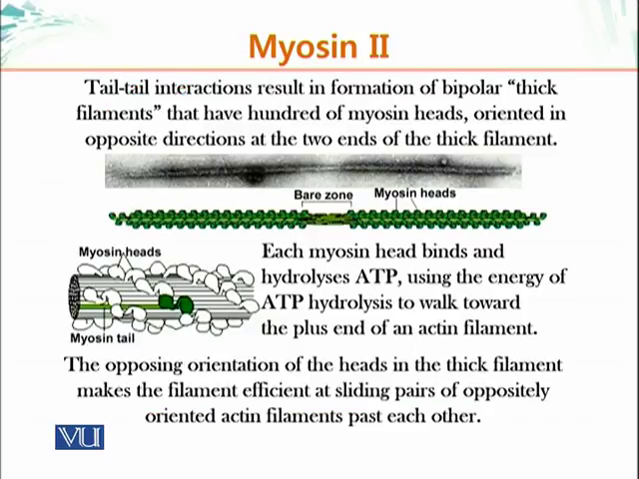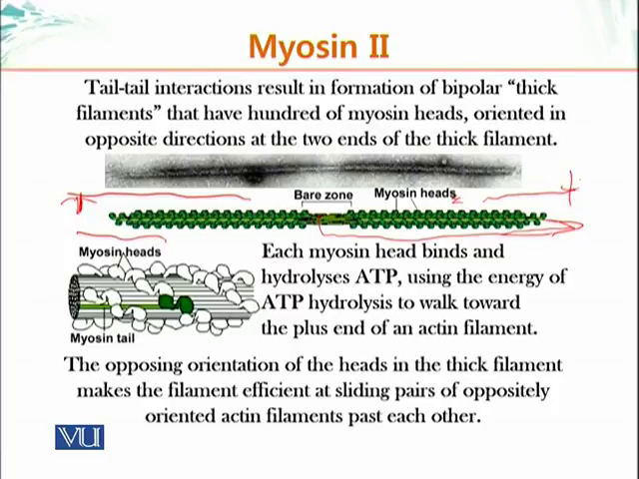Tail-tail interactions result in formation of bipolar thick filaments. What do we mean by bipolar? Here, this part of the filament has myosin heads oriented in such a way that, if this is an actin filament, this is the minus end, and this is the plus end, this filament will move in this direction. The polarity is switched on this side because these heads are arranged in such a way that if they move, they will also move towards the actin filament, but in this direction. So they're bipolar, and since they're thick, they are also referred to as thick filaments.